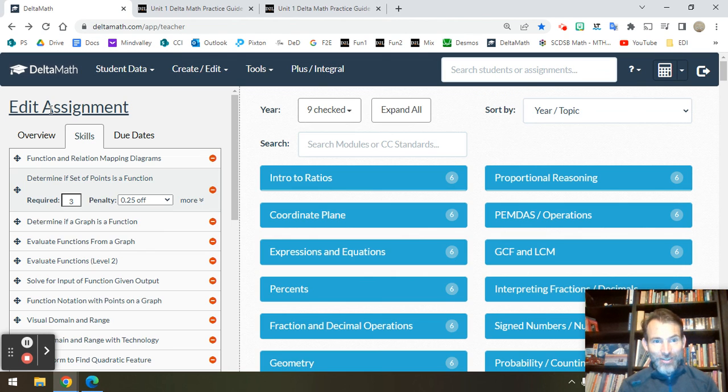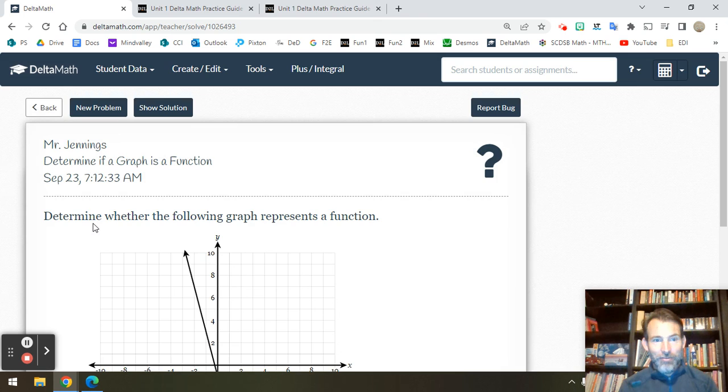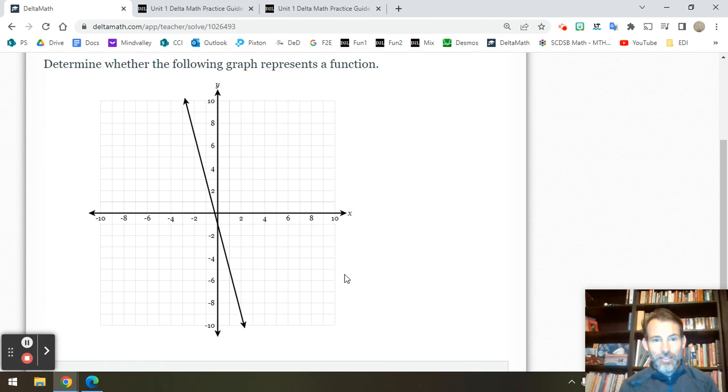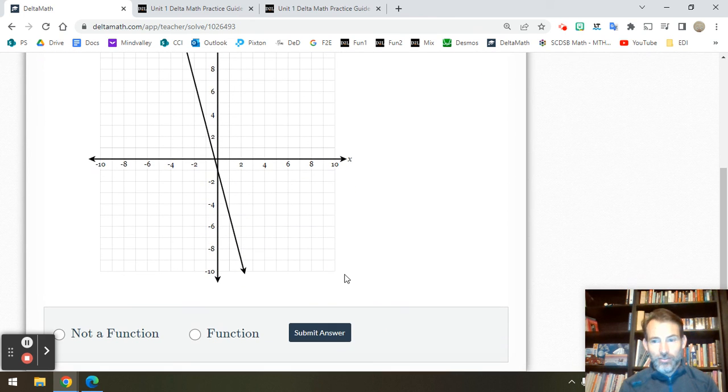And then there's another variety here, is the graph a function. Is that a function? Yes, it's a line. Lines are functions. So you might say, well, I know that this could be y equals mx plus b, and since y is not raised to an exponent, then it's a function. Okay, so you can look at equations. I just don't have that option in Delta Math to test you on that skill.